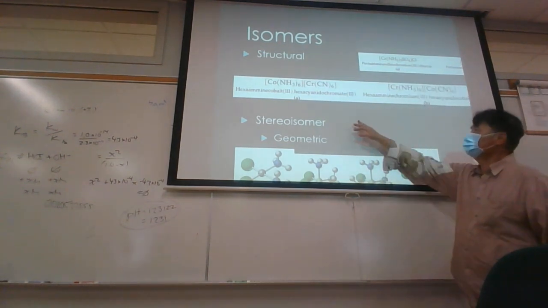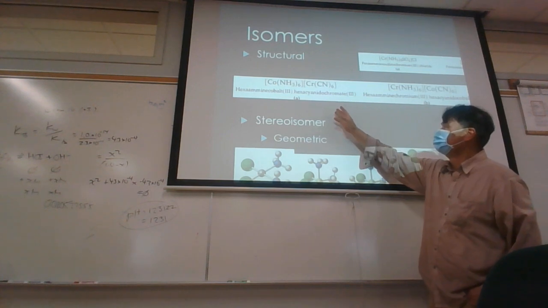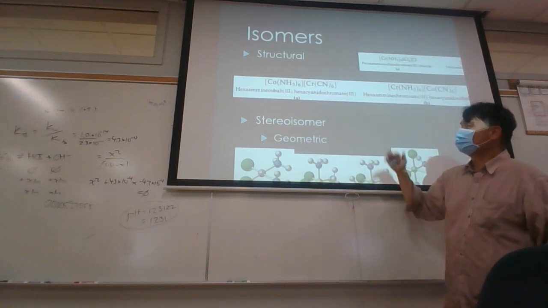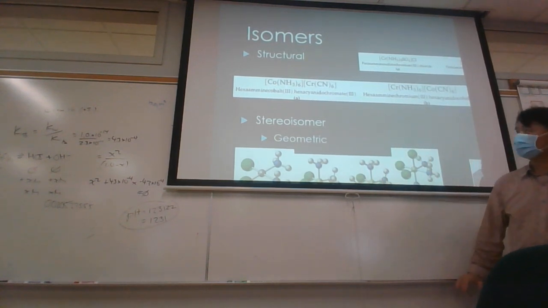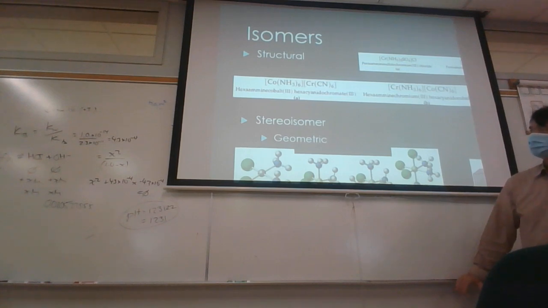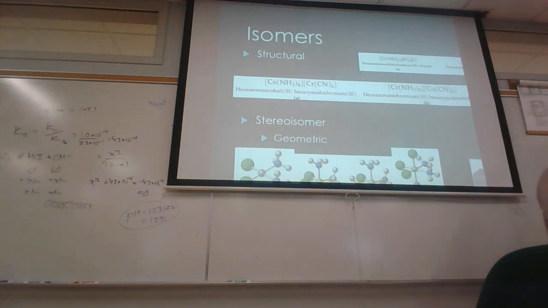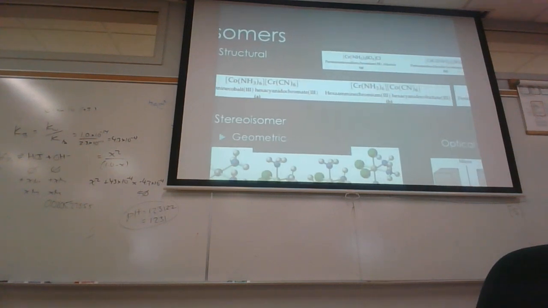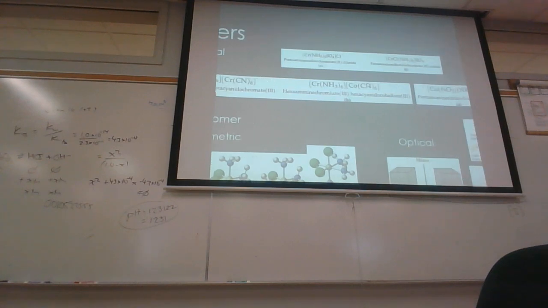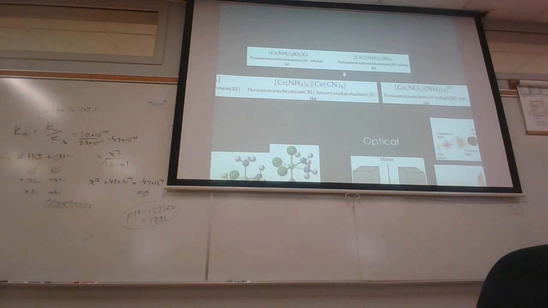So we have structural isomers. Structural isomers are going to have the same basic empirical or molecular form. Well, it depends on how it's written. But they'll have the same elemental composition, but how things are arranged are structurally different. And so let's look at some structural isomer examples here, like these two top ones.